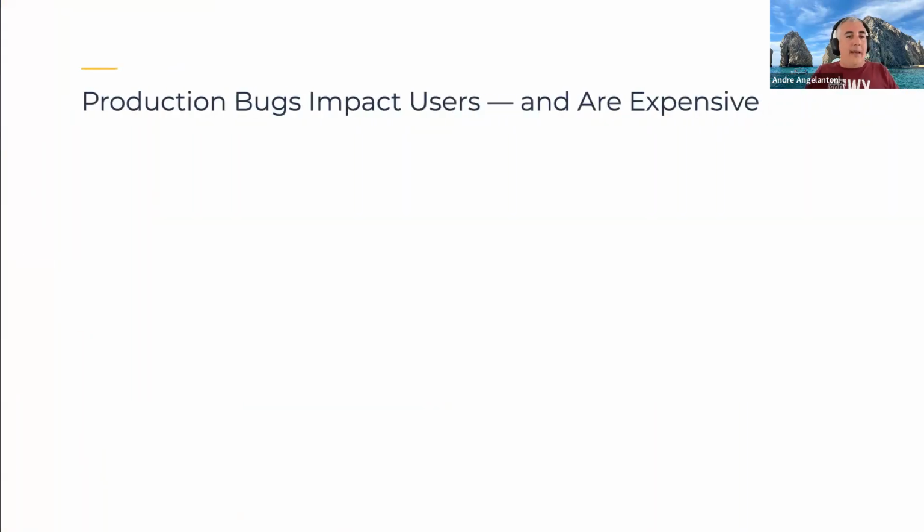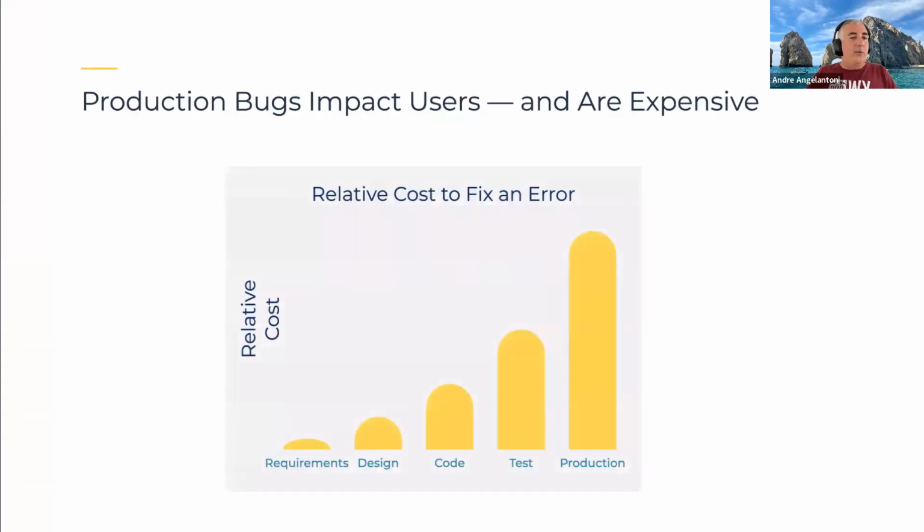Well, production bugs impact users and they are expensive. Take a look at this graph. This is the relative cost to fix an error. You might have seen this before at some time in your history. So you can see that if you find the error when it's in the requirements phase, it's much cheaper than in design, in coding, and testing, and production. So it is expensive, and it's not just expensive in terms of cost. It's expensive because it costs the team the mental space and the confidence that they are putting out clean code every time.